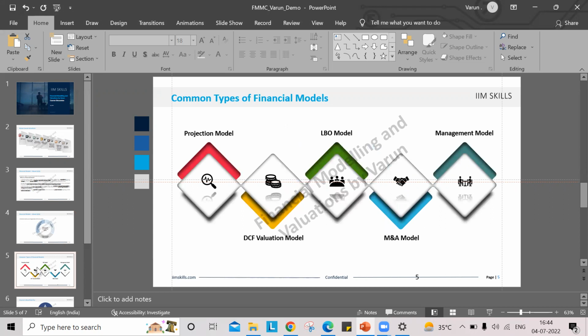There is a long list of types of financial models, but I cherry-picked five for this session, exactly the most common of them. Maybe for some industry processes, these might not be the common ones, and others could be. But if we have to start from the basics, then I would definitely list them as the most common. So first is the projection model.